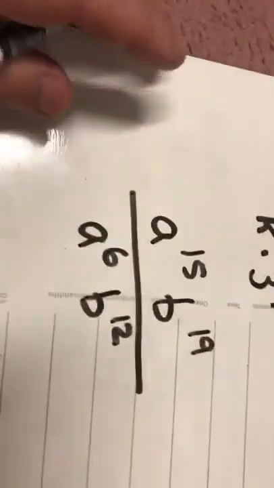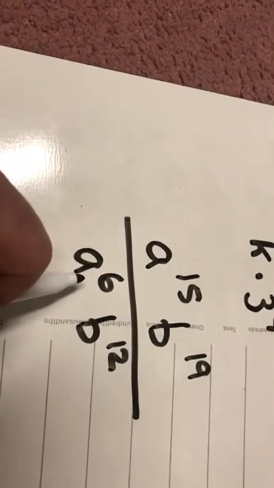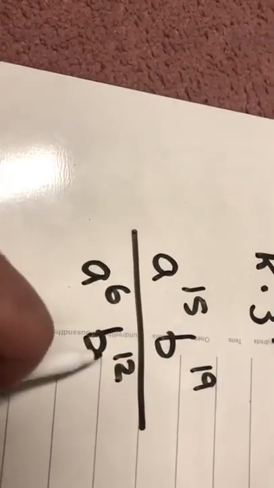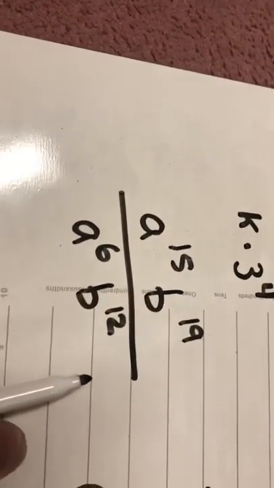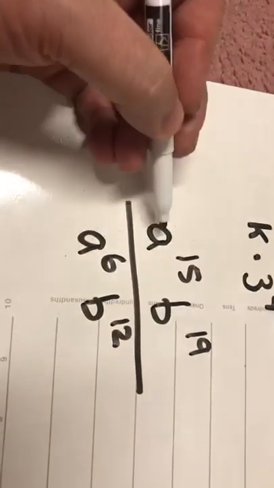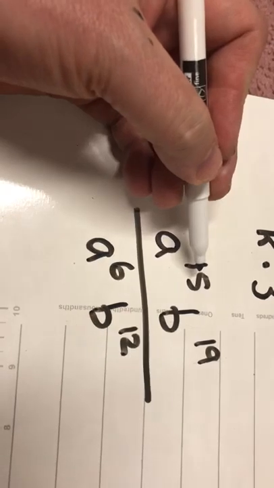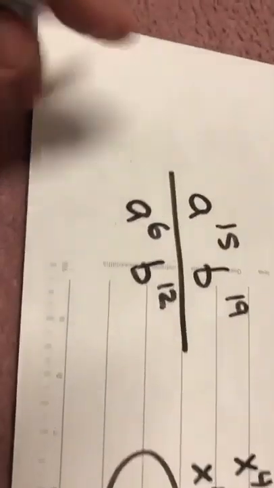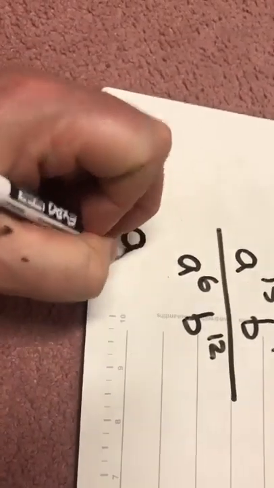All right, the next one. A to the power of 15, b to the power of 19, all being divided by a to the power of 6, b to the power of 12. Well, it's pretty straightforward. I can work with the a's. Same base number, so I just have to do 15 minus 6. Well, 15 minus 6 is 9. So that's going to be a to the power of 9.